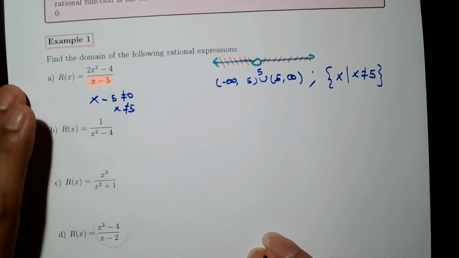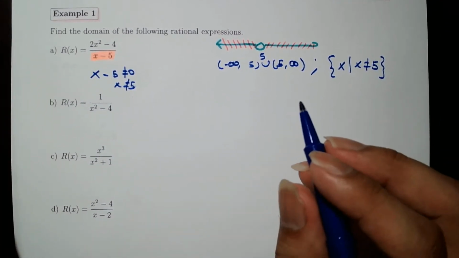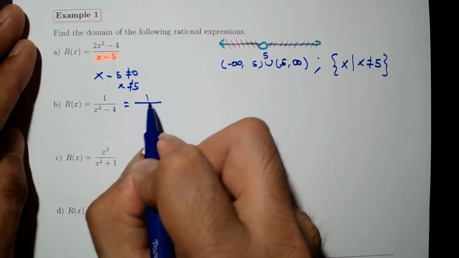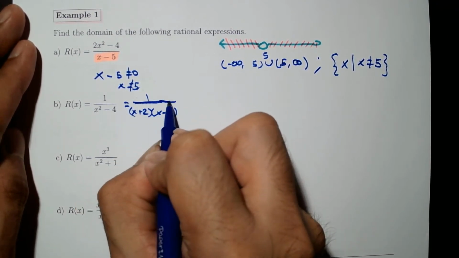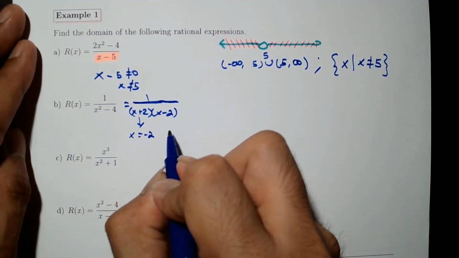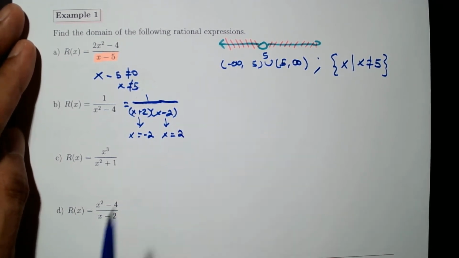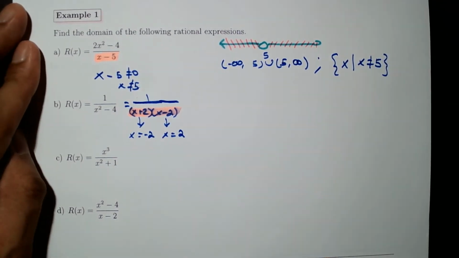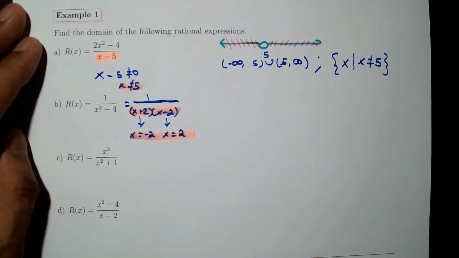For letter B, notice the denominator has the form of a difference of squares. If necessary, we need to factor those. So let's write it down as 1 over x plus 2 times x minus 2. I'm going to set each factor equal to 0. That gives us x equals negative 2 and x equals positive 2. Those are the ones we don't want: we don't want x to be negative 2 or positive 2.